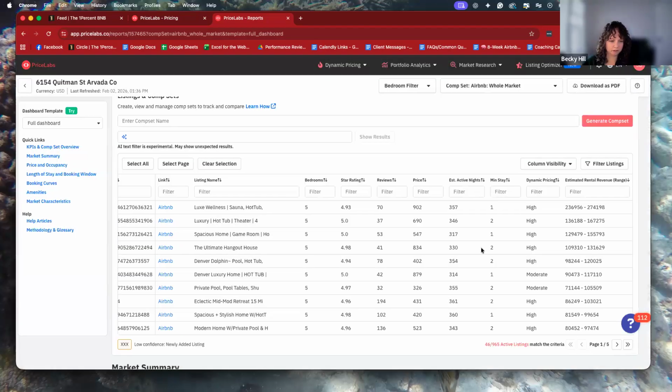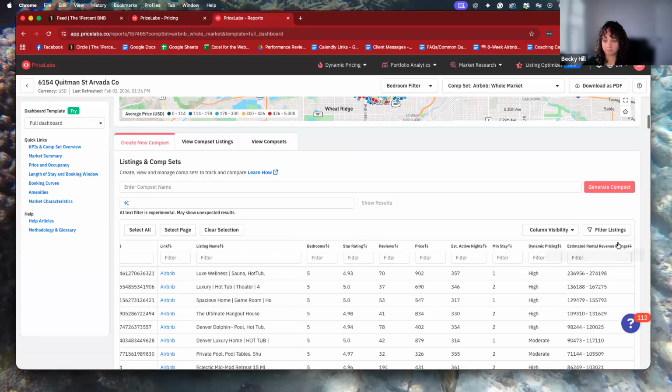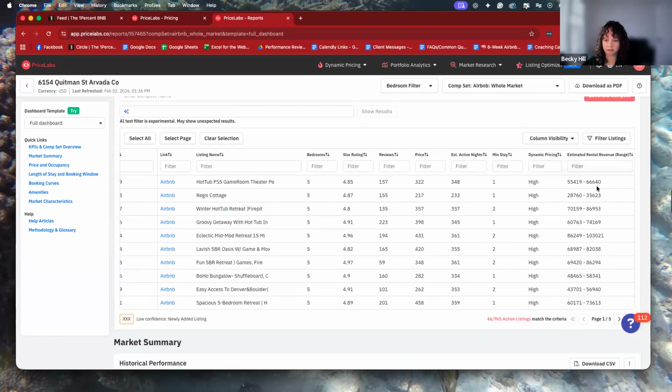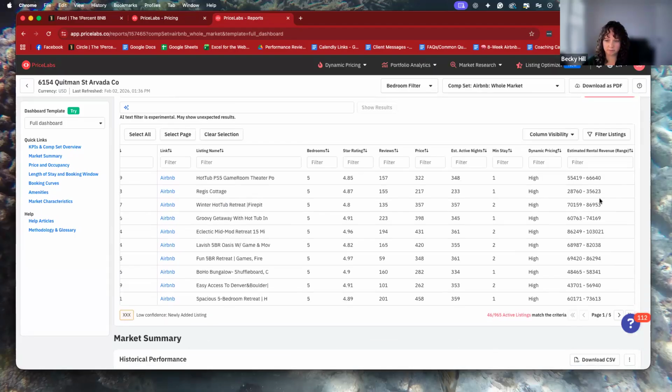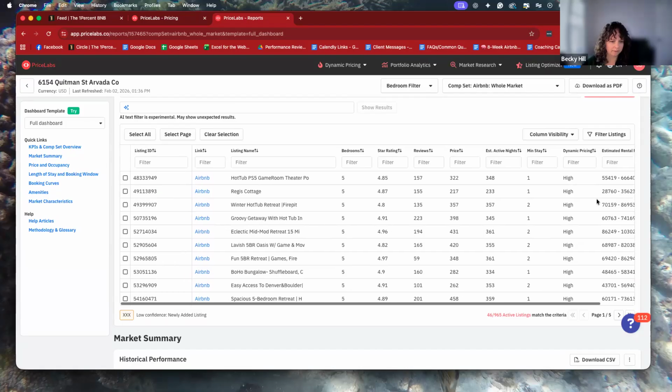So now I'm going to apply that filter. I'm going to do it based on revenue. So top revenue properties, I want the highest revenue to be on the top because that's what I'm comparing to. Okay, so now we're going to go look at each Airbnb listing. We're going to make sure that it's more than likely as accurate as possible on its information.